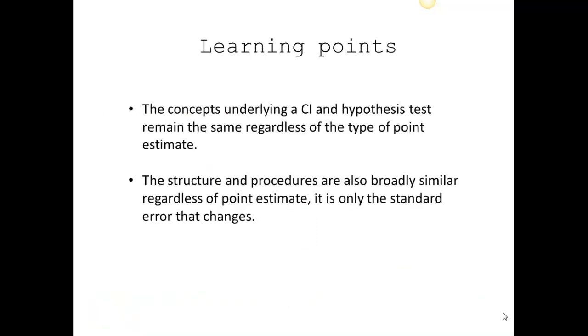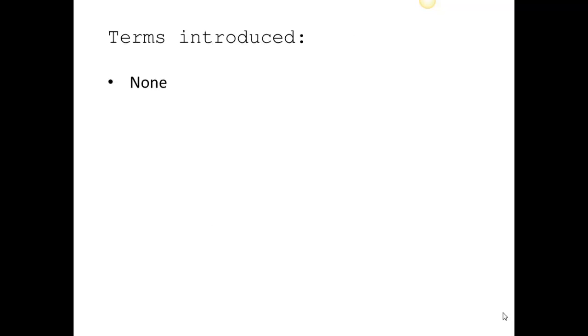So as well as reinforcing the basic structure and principles of confidence intervals and hypothesis tests through some examples, there are a couple of other key learning points from this video. And they are, firstly, that the concepts underlying a confidence interval and hypothesis test remain the same regardless of the type of point estimate. And secondly, that the structure and procedures are also broadly similar regardless of the type of point estimate. It is only really the standard error that changes. So there were no new terms introduced in this video.